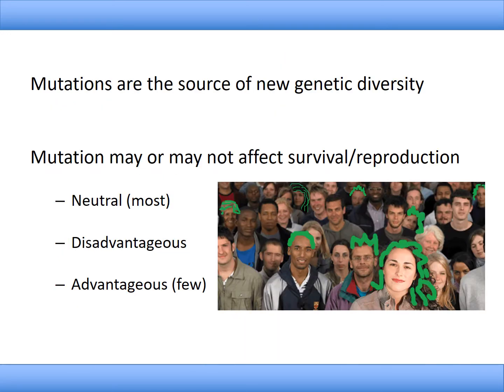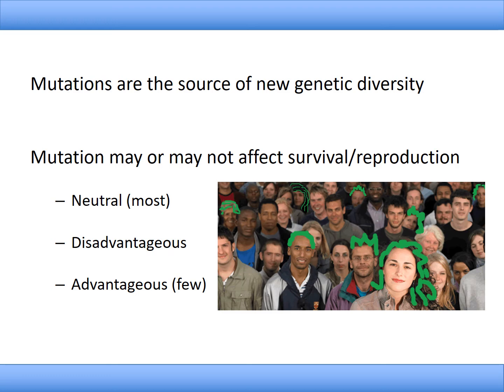And mutations are interesting because they drive variation. And remember last week how I said Darwin was really interested in variation? Well, now we can study genetics, which Darwin didn't know about. Mutations are the source of new variation, and we call that new genetic diversity. And because they happen randomly, mutations may or may not affect survival and reproduction.